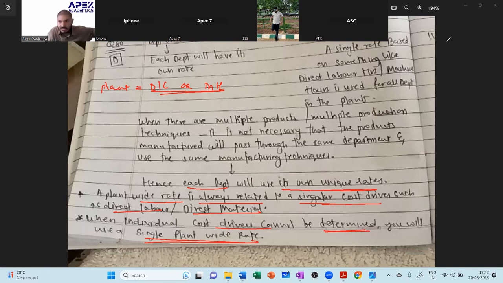See, you have an overhead. That overhead is driven by a cost driver. It makes sense, but if there is no cost driver, what are you going to do? You have to use this single rate. Otherwise, how are you going to allocate this overhead? You can't. You need to have either a cost driver, or in absence of a cost driver, just go for a single uniform blanket rate.